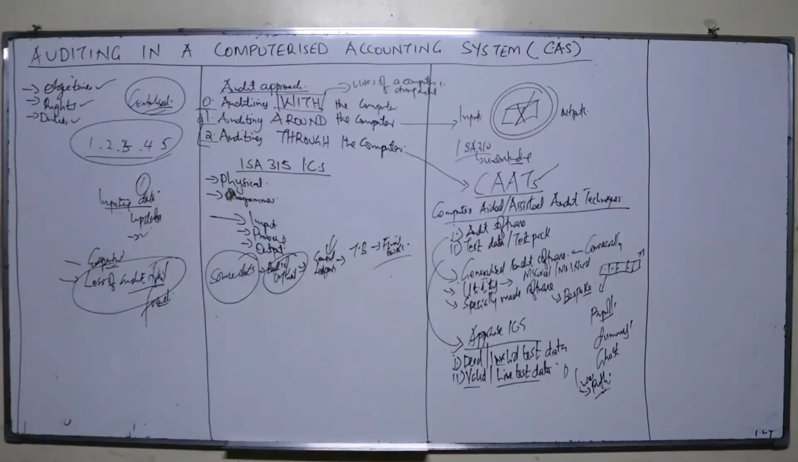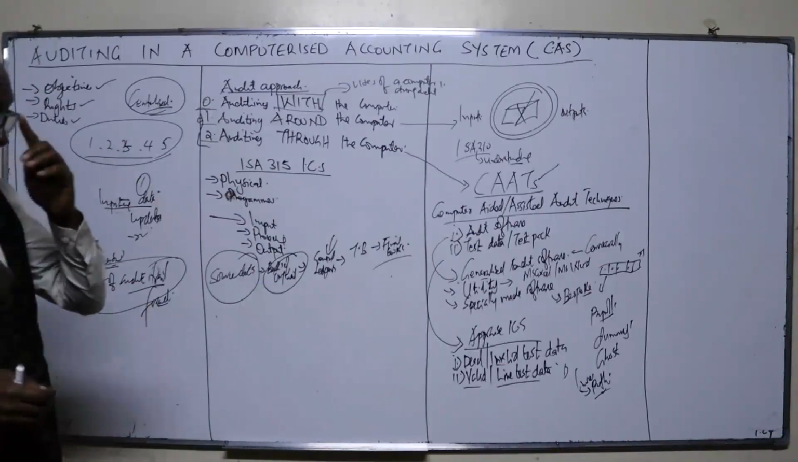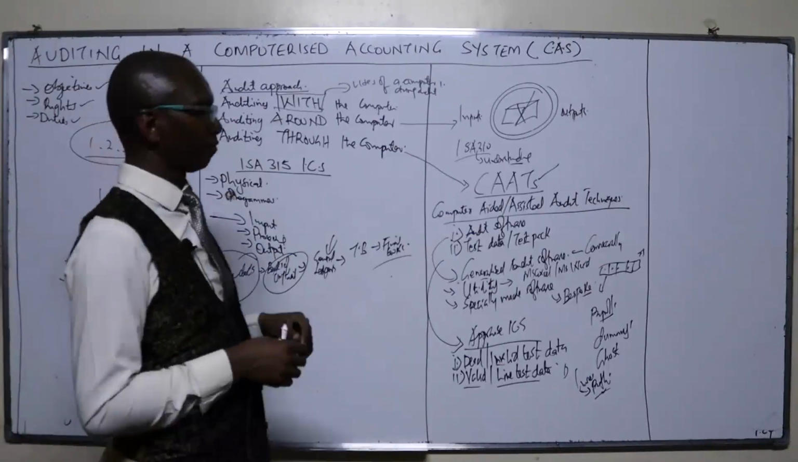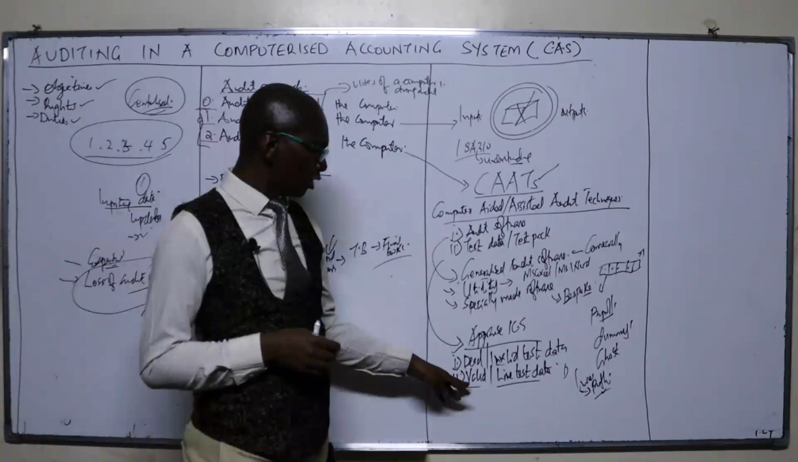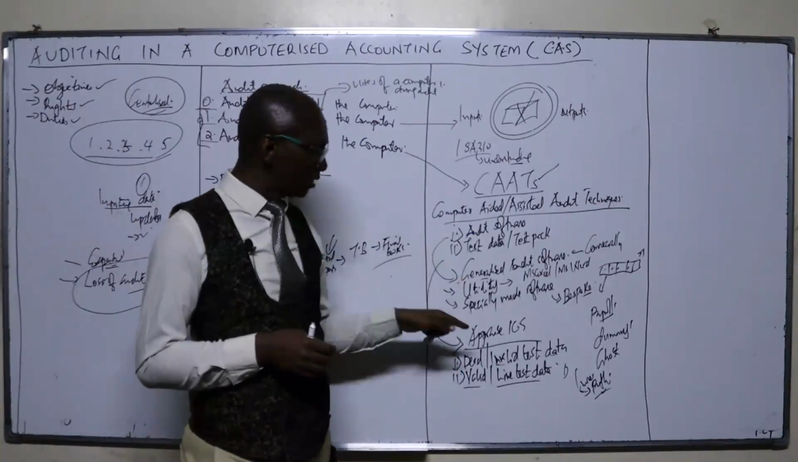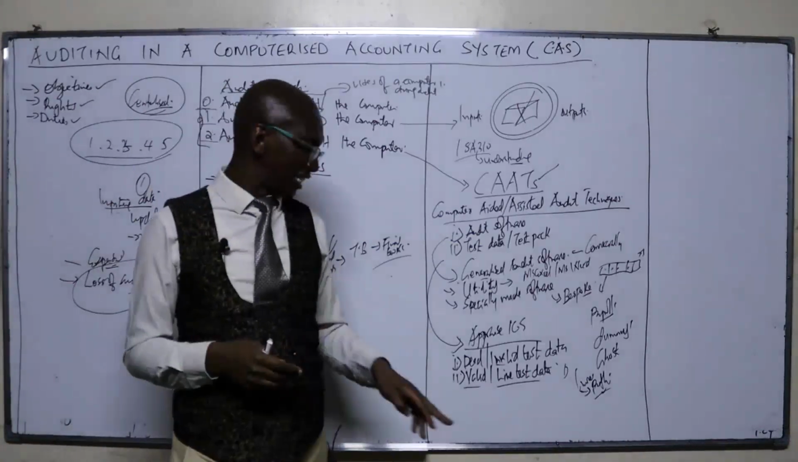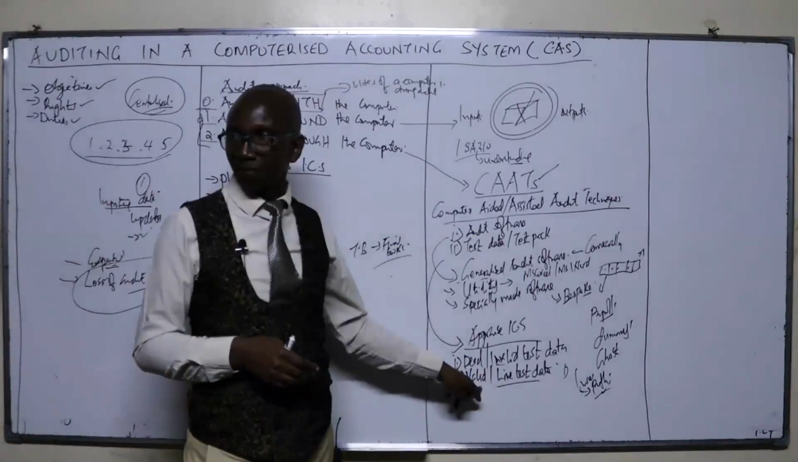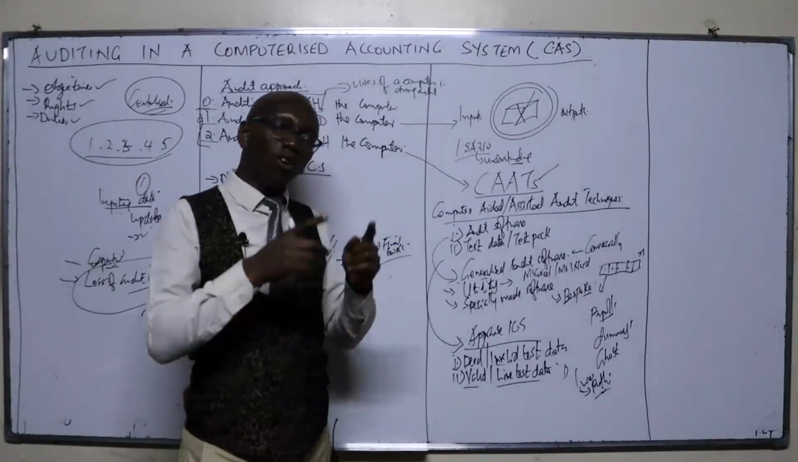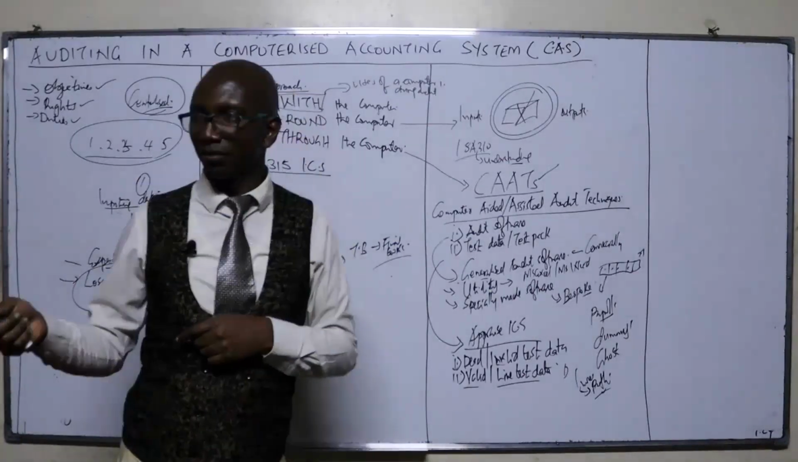Valid live data, and I can use my own example. I'm an employee here, I'm in the payroll. So you are sure if you put my name in this organization's payroll, it will accept because it is valid data. So you just want to see how the system processes the payroll.